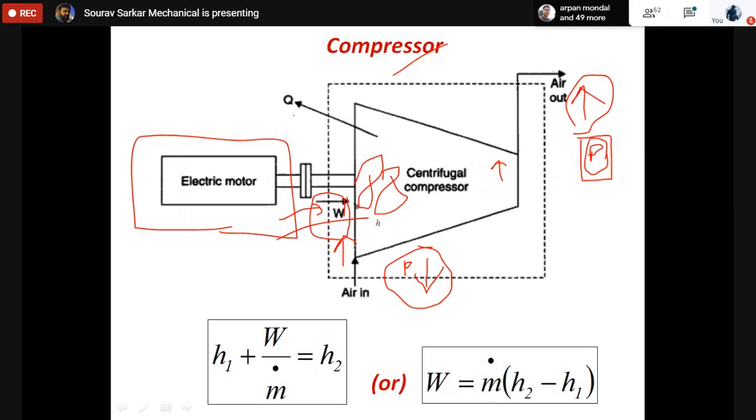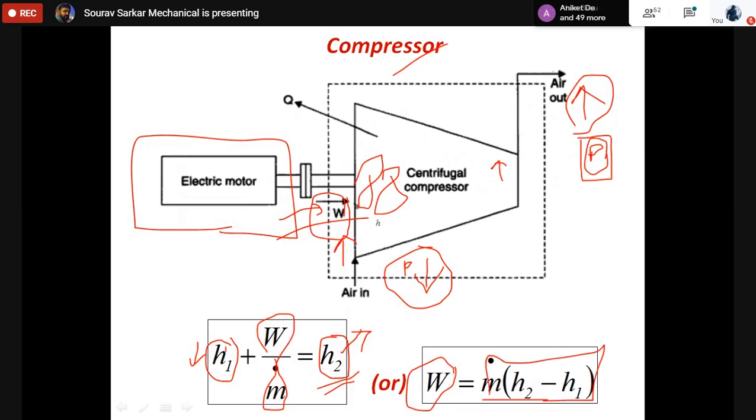So this is a power consuming or power absorbing device. What is happening is that the leaving stream, H2, has a higher energy and the incoming stream has lower energy, and you are adding some work. That's why the incoming stream energy is getting increased. So finally, the work input can be written as m dot (H2 minus H1).